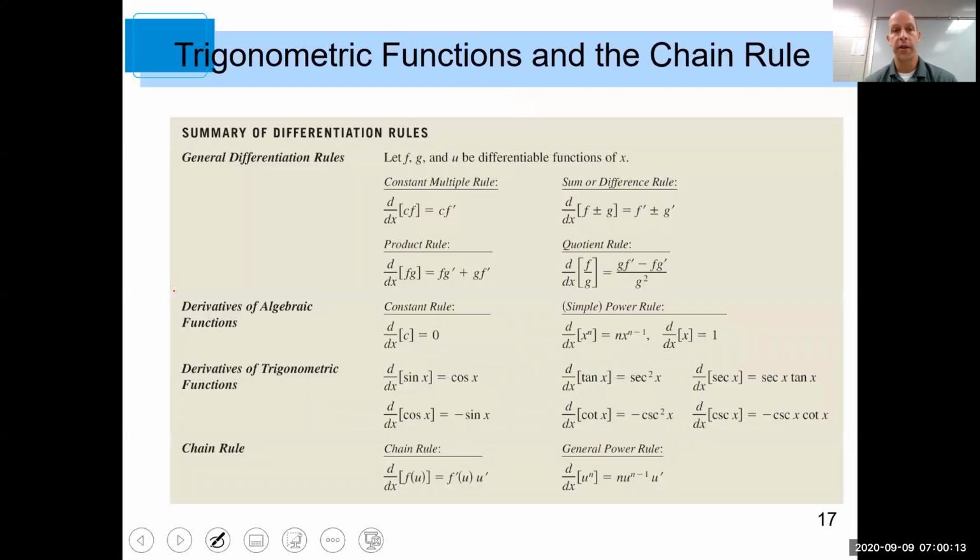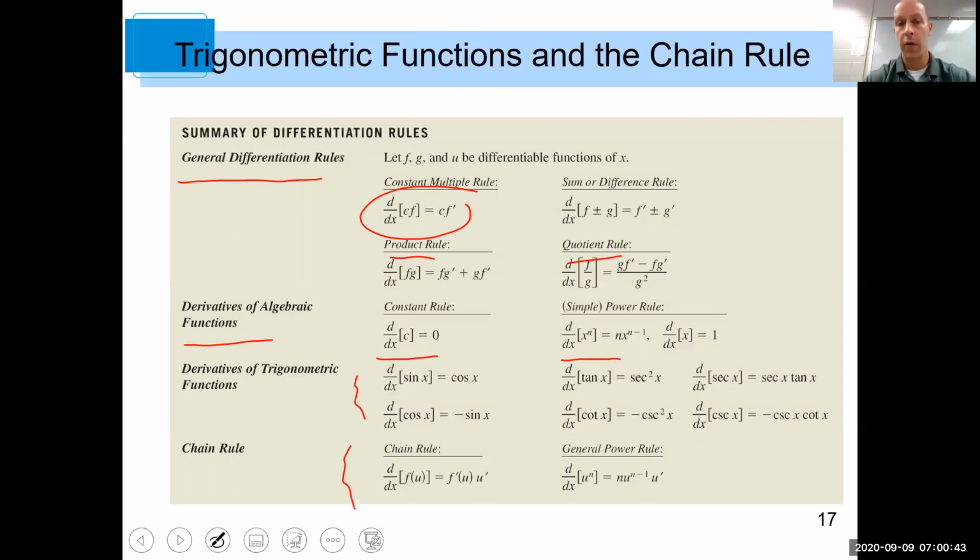Finally, here's just a summary of some of our differentiation rules. Here are some of the general differentiation rules. For example, here's a constant multiplier rule. I'm not going to read through those. Product rule, quotient rule, etc. Here's some basic derivatives of algebraic functions, like the derivative of a constant is 0. Here's our power rule. Then we have some of our trig derivatives here. And then we have our chain rule down here.